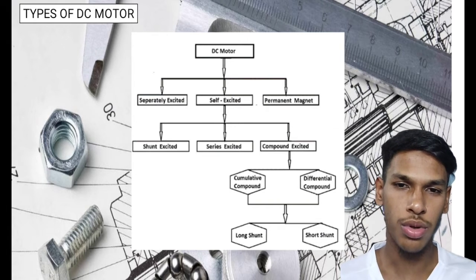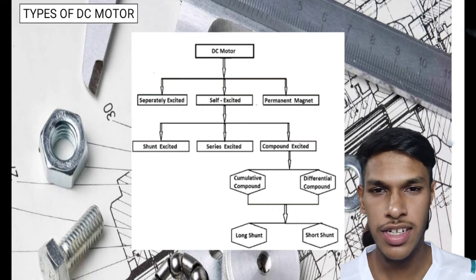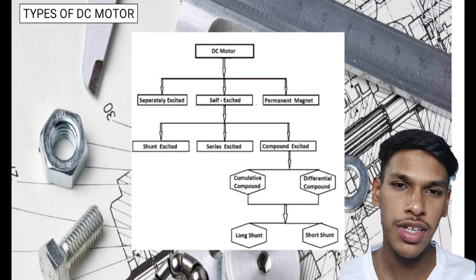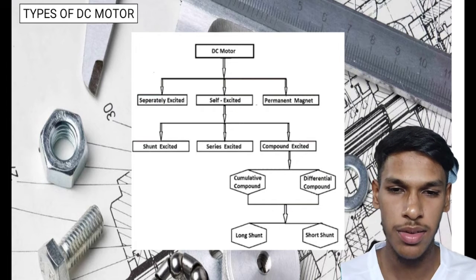Types of DC motor. There are three main types of DC motor. First, separately excited. Second, self-excited. Third, permanent magnet. But self-excited are divided into three types: shunt excited, series excited and compound excited.